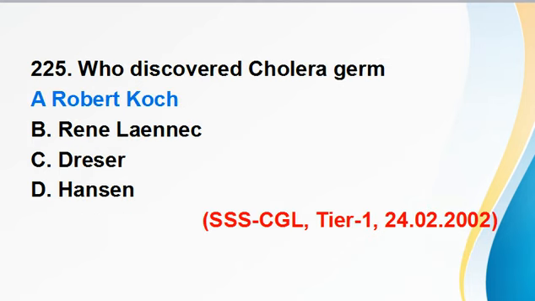Now question number 225. Who discovered the cholera germ? A. Robert Koch, B. René Lemneck, C. Dresser, D. Hansen. So friends, Robert Koch is the scientist who discovered the cholera germ, and it is a Vibrio bacterium. So Vibrio cholerae is the germ discovered by Robert Koch, and this is a cholera causing germ. So answer A is correct.